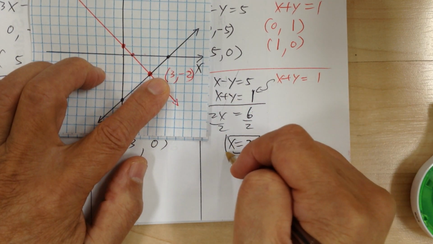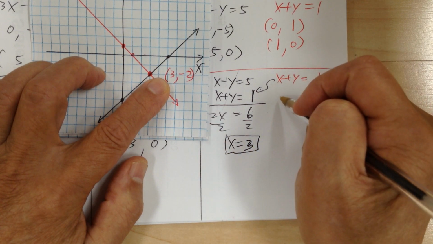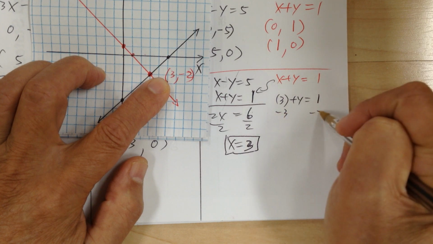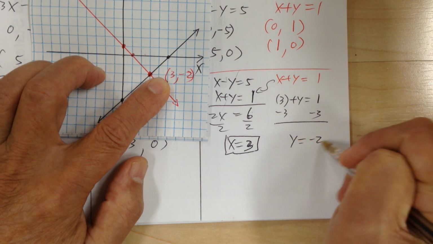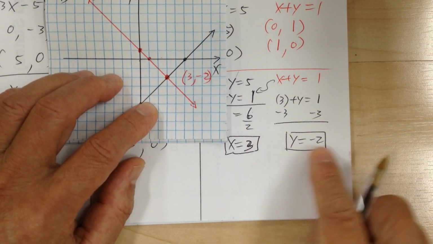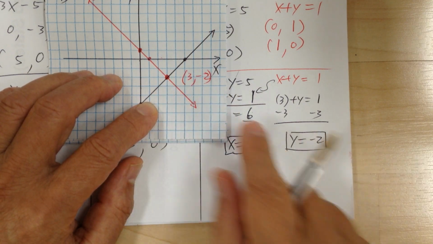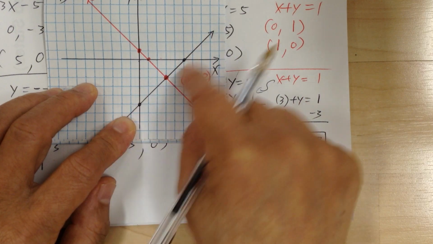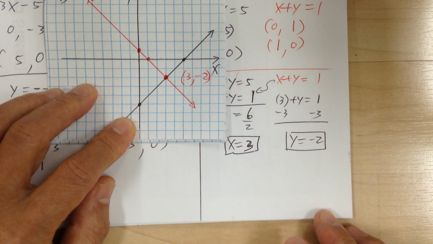And after you find x equal to 3, you come here and solve for y. So you got 3 plus y equal to 1, minus 3, minus 3. So you got y equal to negative 2. See that? So you got 3, negative 2. See? So this is solving by elimination method. This is solving by graphing. Okay, so you get the same answer.